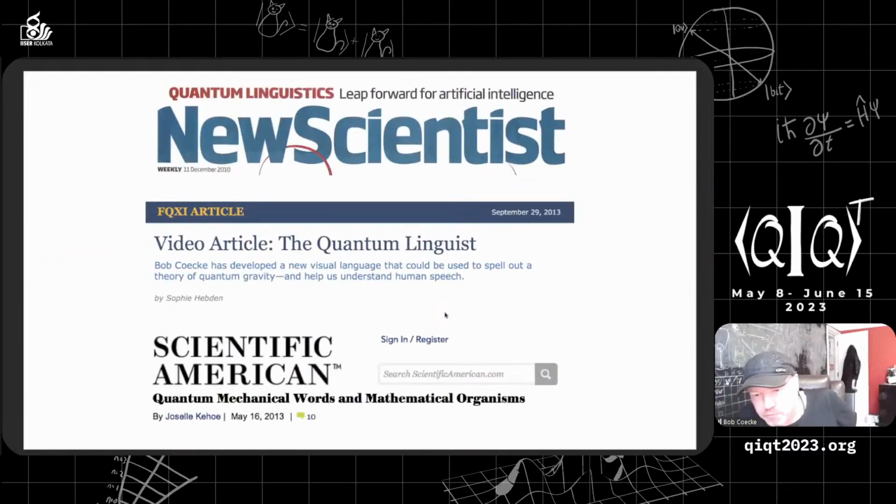Okay, so when we came out with this in 2010, I was telling my co-authors, don't mention the word quantum, because people are going to think that we're crackpots combining quantum and language. And there were all these headlines: quantum linguistics, the quantum linguist, quantum mechanical words, and so on. But there was some truth in what they were writing, because what we were doing was using something that looked very much like quantum mechanical formalism to do linguistics.